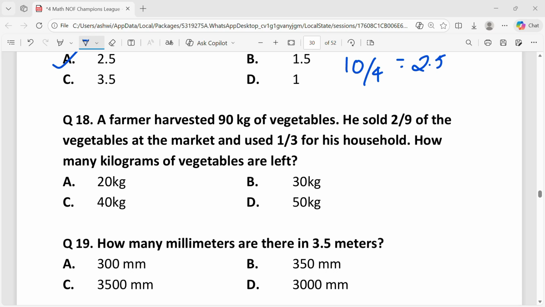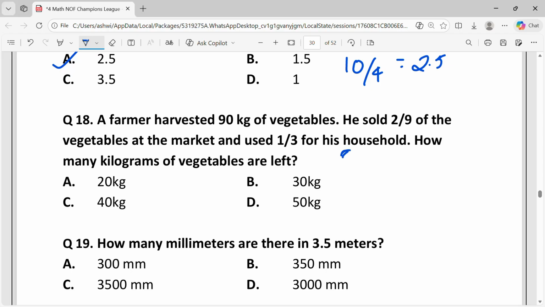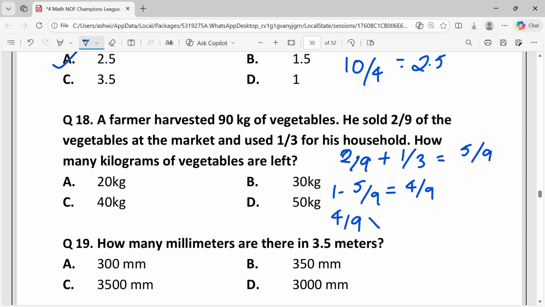The total fraction used and sold is 2 by 9 plus 1 by 3, that is equal to 5 by 9. The fraction left is 1 minus 5 by 9, that is equal to 4 by 9. The weight left is 4 by 9 into 90, that is equal to 40. Answer is C, 40 kgs.